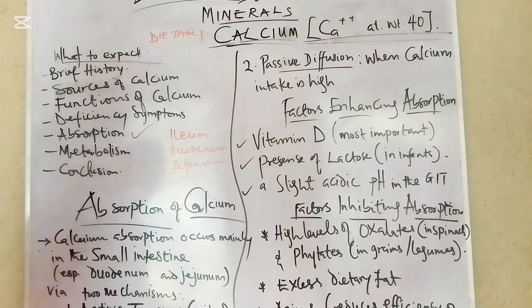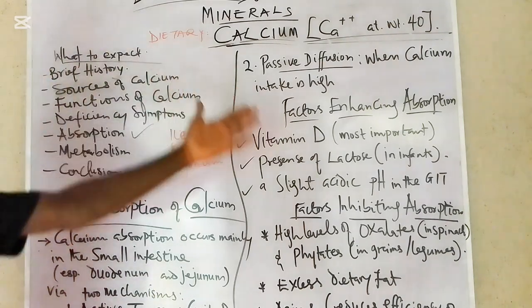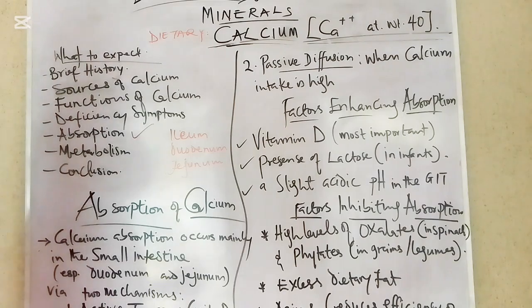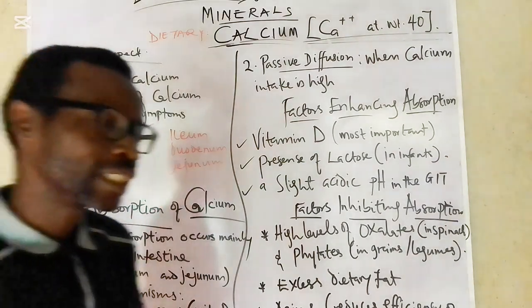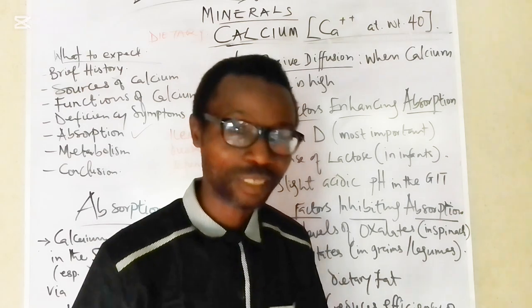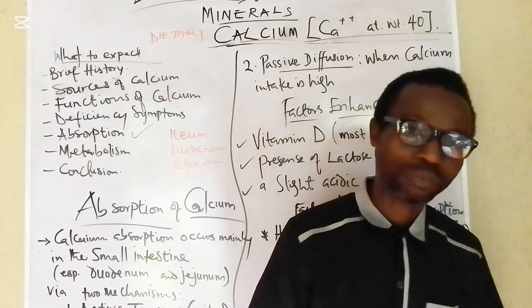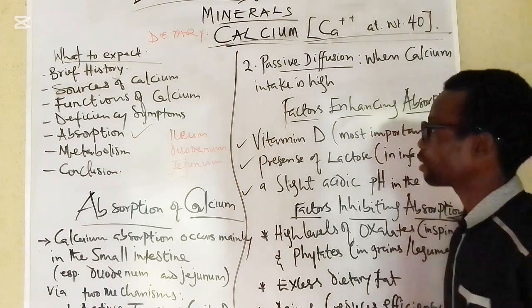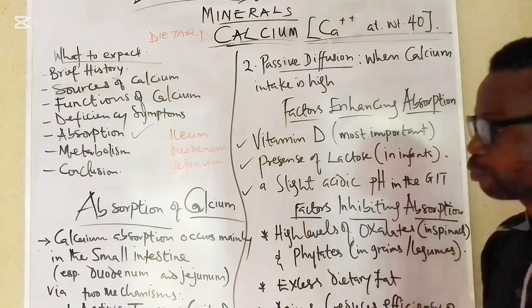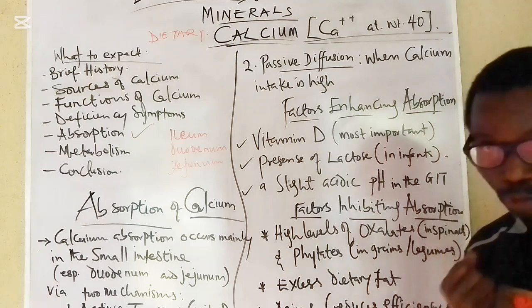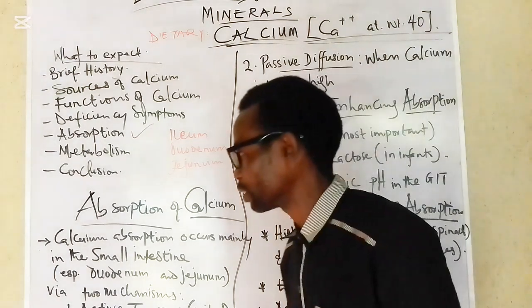Now, we have two mechanisms by which it is absorbed in the body: active transport and passive diffusion. Active is very visible, and the passive is not very noticeable, but it's actually happening. The active transport occurs usually in the presence of vitamin D, and it's usually dependent on it. That's why you hear people saying, take vitamin D, stay in the morning sun, it's a good source of vitamin D. Now we'll look at the passive diffusion, which is the second mechanism by which calcium is absorbed into the body.